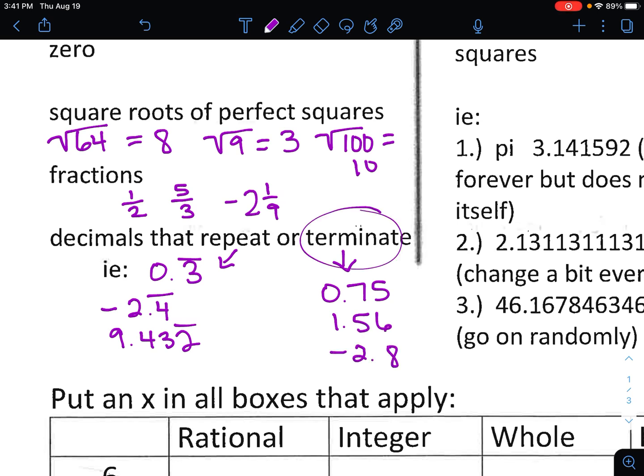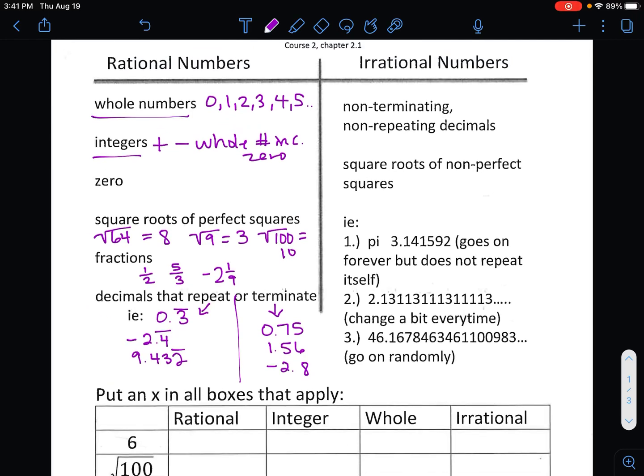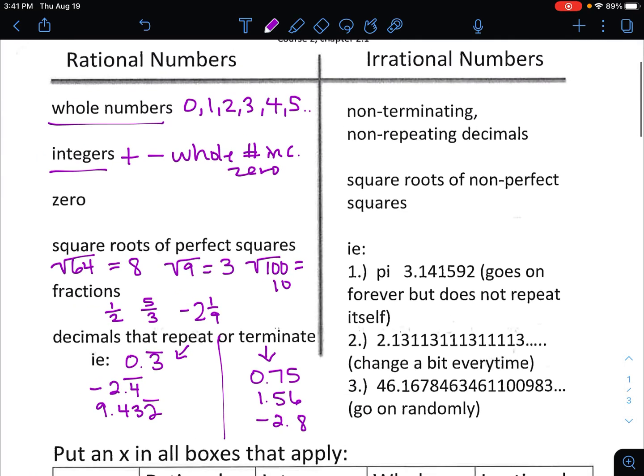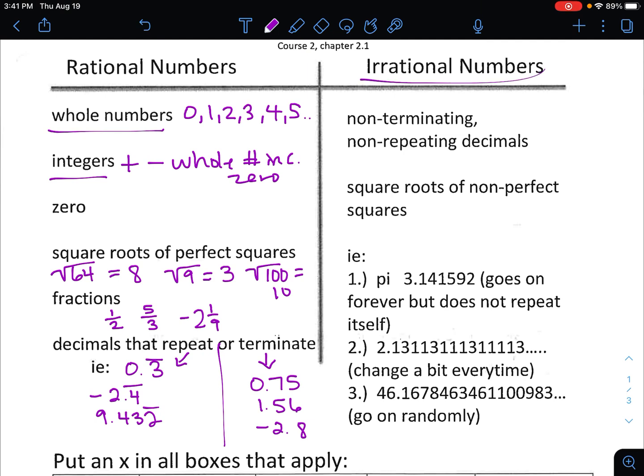All of these end, and that's where the word terminate comes in, or terminator, like Arnold Schwarzenegger. Okay, let's go over what irrational means then. Okay, irrational, I do think not rational. These are not terminating, so they can't end, and they also can't repeat.